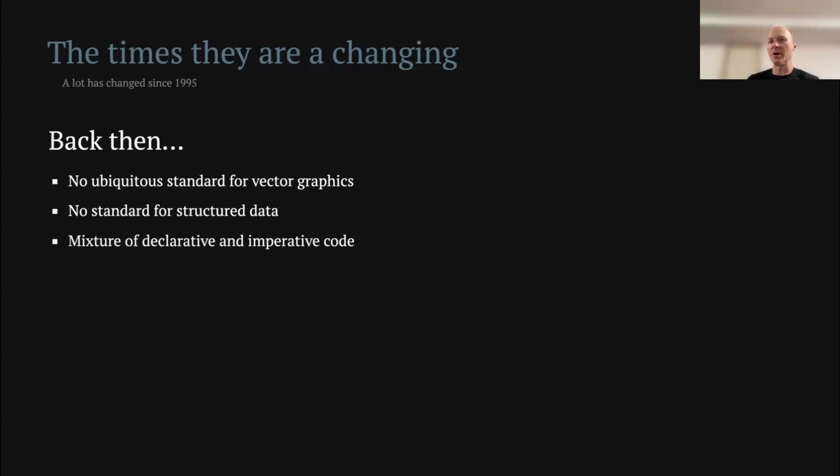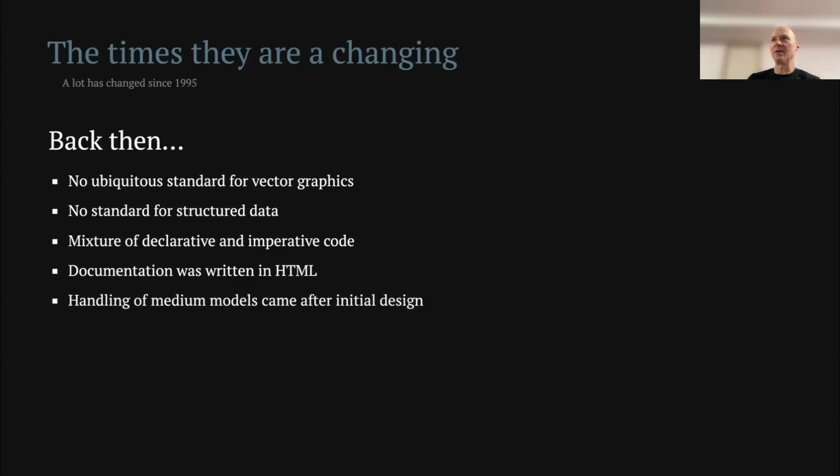Modelica has this mixture of declarative and imperative code. You write your stuff in Modelica, which is largely declarative. Sometimes you can write imperative code in Modelica as functions. Sometimes you have to write imperative code as C code and then link that in through external functions. So it's kind of a mix. The target for documentation in Modelica was HTML, which was at the time very forward-looking.